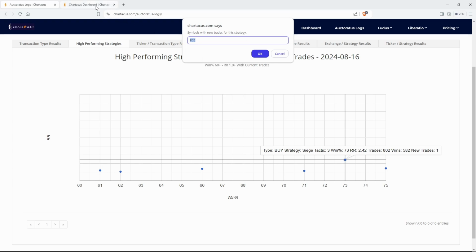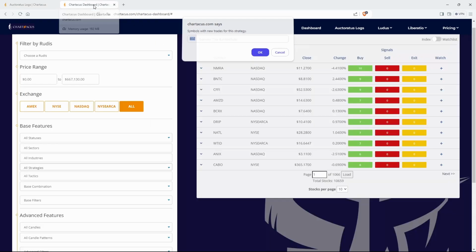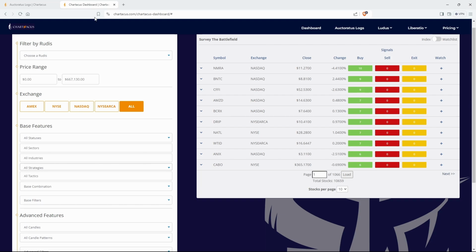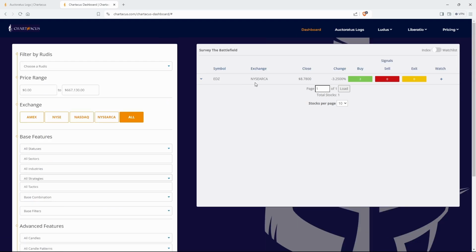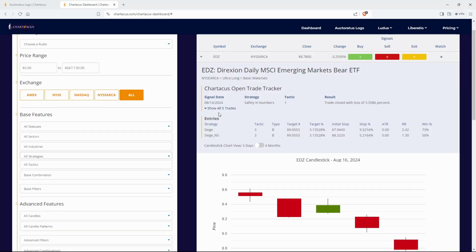Now I keep the dashboard open at all times. It's convenient to have them both open. Now I can just paste it below and quickly apply. EDZ is on the NYSE ARCA exchange, so it's likely an ETF, and it closed at $8.78 after declining 3.25%, and this is the prior day. So let's open it up. Yep, it's an emerging market bear ETF. That's an exchange-traded fund that makes money if the emerging markets decline.